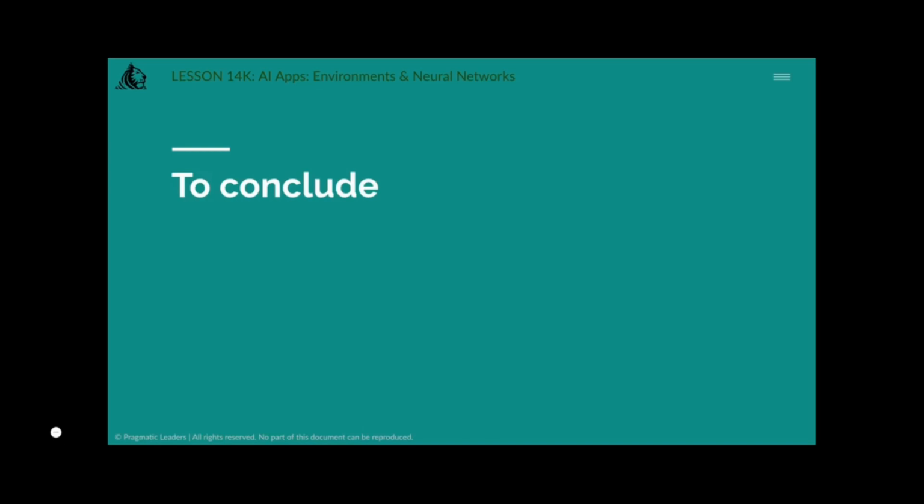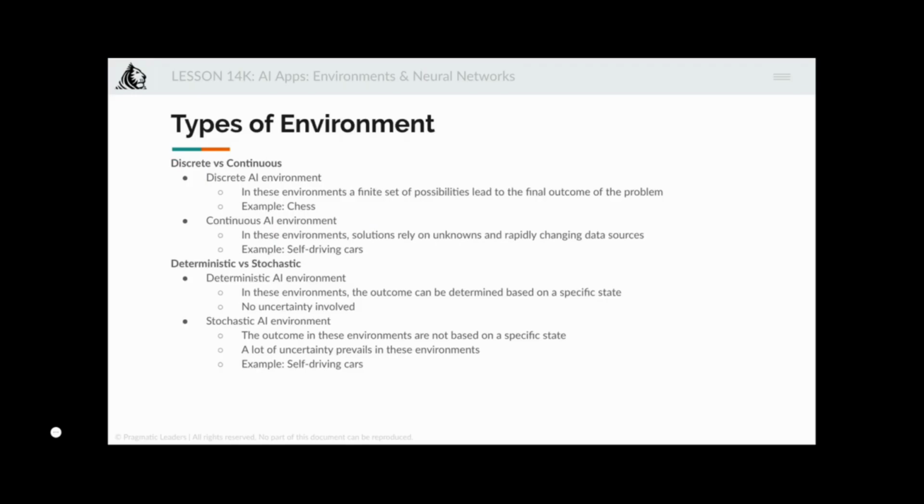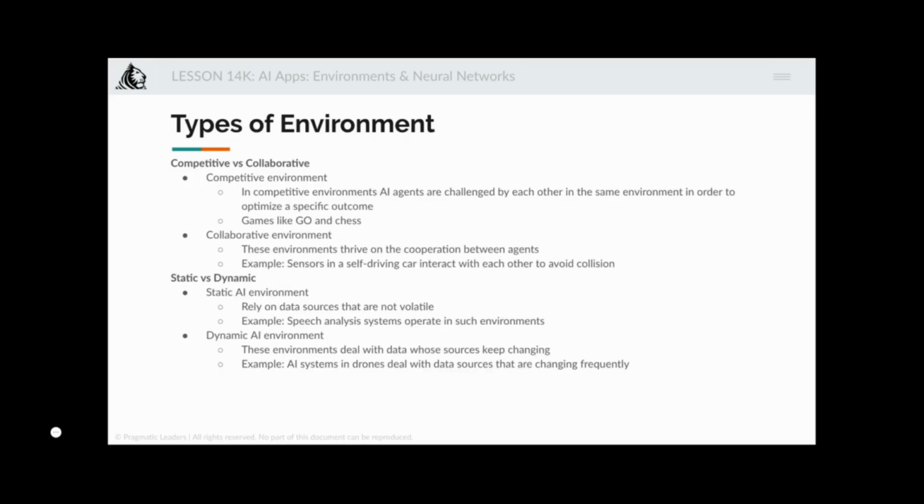To conclude, to recap, AI apps deal with agents and environments. You have to talk about agents, you have to code the agent, and you also have to worry about the environment. As a product manager, you have to worry about the environment a lot. You have to worry about how much information you have, how deterministic or discrete, how competitive or collaborative, what environment my agent is going to work in. Based on that, you can take a call, advise the developers, or bring out a solution for what kind of agent is required for this particular environment.